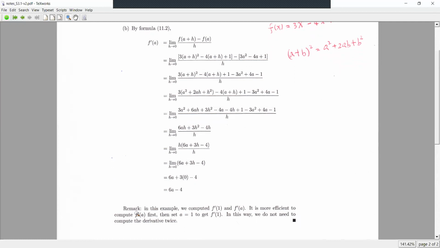About this example, there is a remark. In this example, we computed the derivative at 1 and the derivative at a separately. Actually, it is more efficient to compute the derivative at a first. After we get the derivative at a general point a, then set a to 1, we can get the derivative at 1. In this way, we don't need to compute derivatives twice.